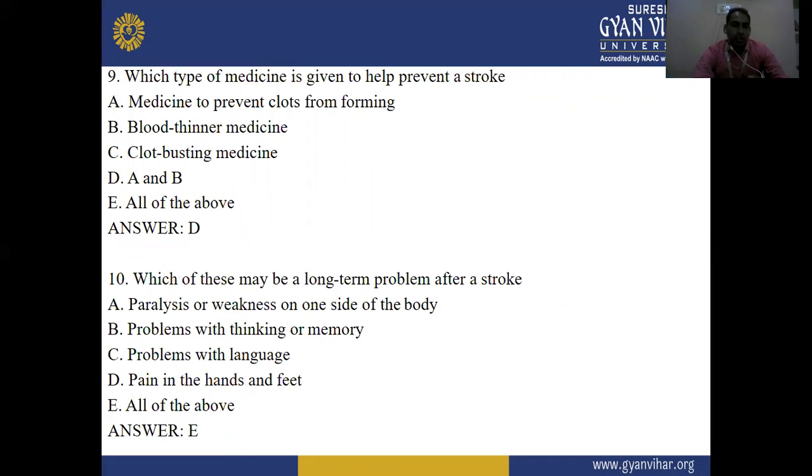Next question. Which of these may be a long-term problem after a stroke? Option A is paralysis or weakness on one side of the body. Option B, problem with thinking or memory. Option C, problem with language. And option D, pain in the hand and feet. And option E, all of the above. The right answer is E, all of the above.